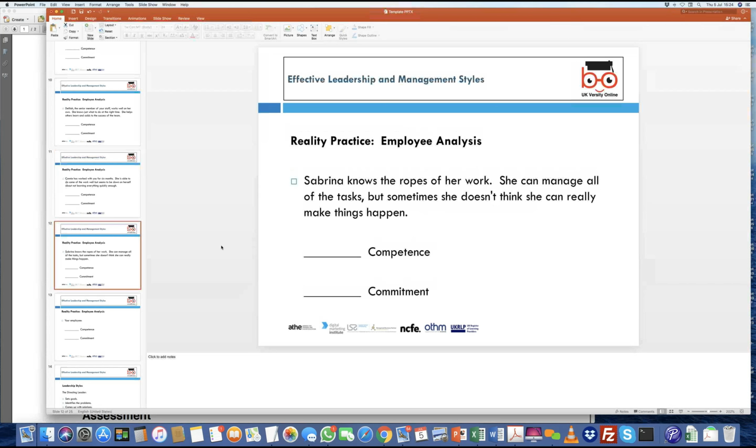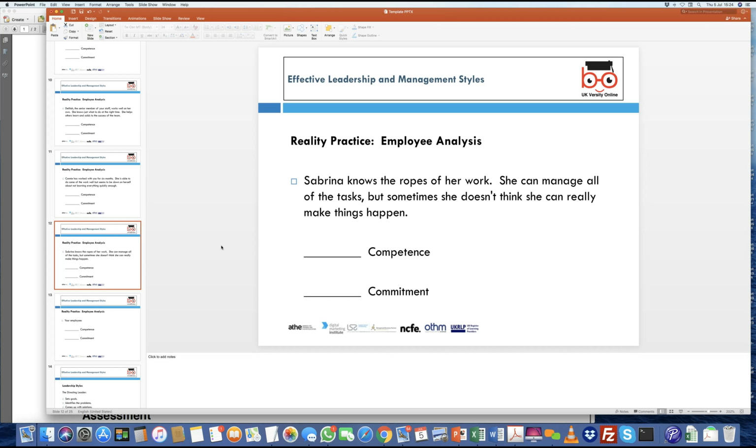Sabrina knows the ropes of her work. That means she knows her work quite well. She can manage all the tasks, but sometimes she doesn't think she can really make things happen. Is this commitment or competence? It's competence. That is correct. But sometimes she doesn't think she can really make things happen.